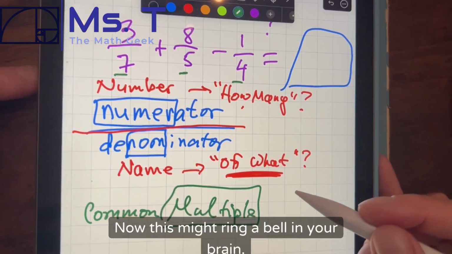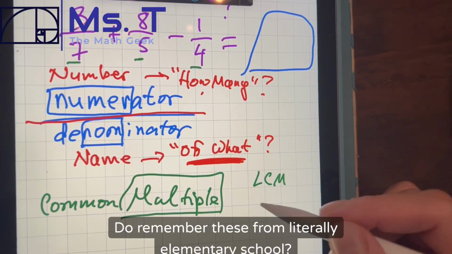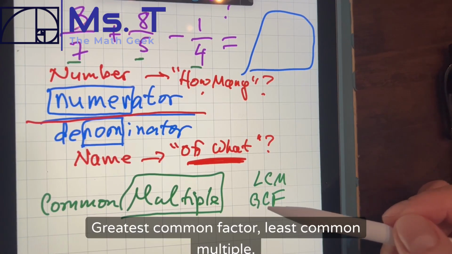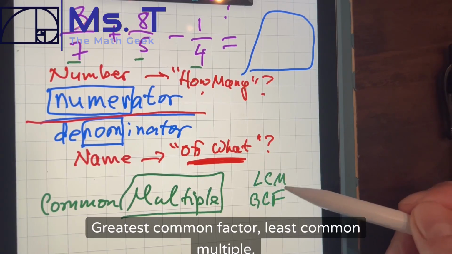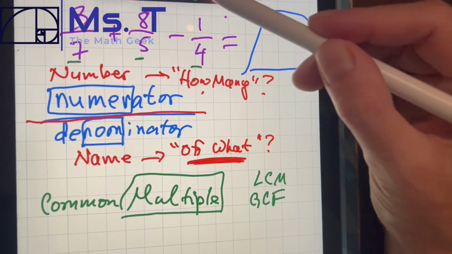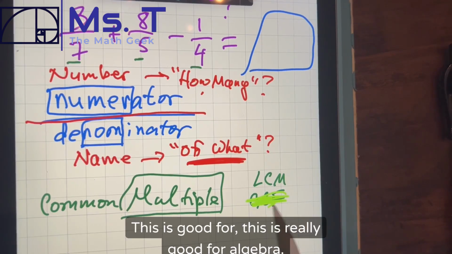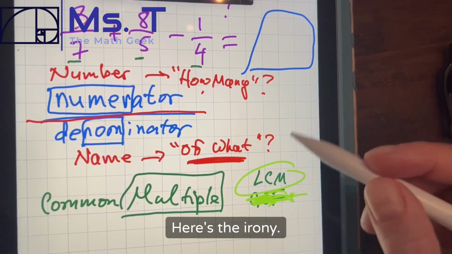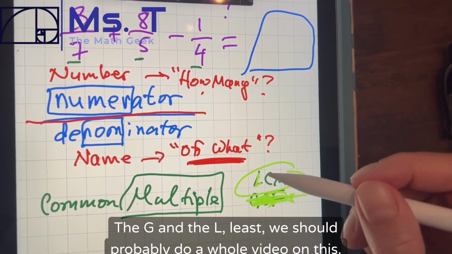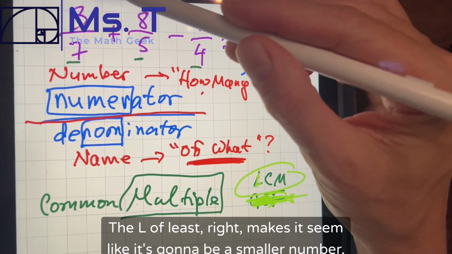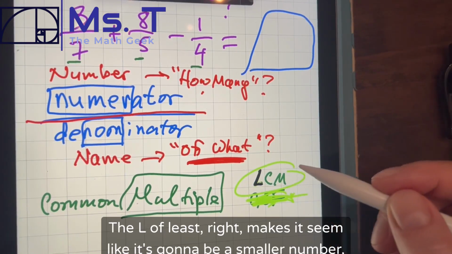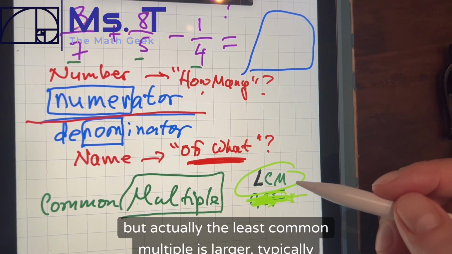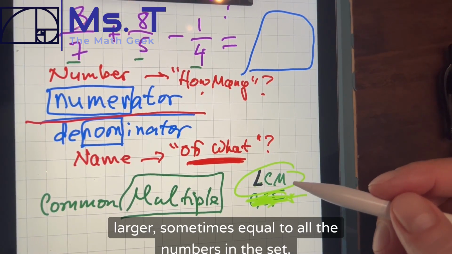Okay? Now, this might ring a bell in your brain. Do you remember these from literally elementary school? LCM, GCF? Greatest common factor, least common multiple. These got confused all the time. We are not dealing in this. This is really good for algebra, okay? But we're talking about multiples today. Here's the irony. The G and the L, least, we should probably do a whole video on this. The L of least makes it seem like it's going to be a smaller number, but actually the least common multiple is typically larger, sometimes equal to, all the numbers in the set.